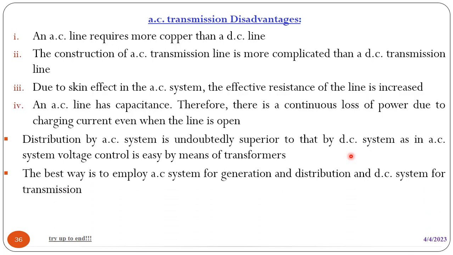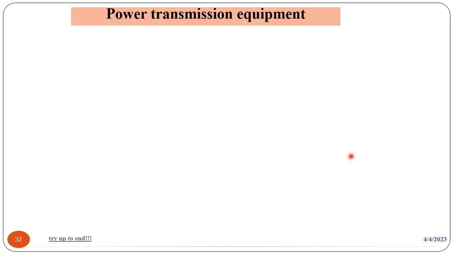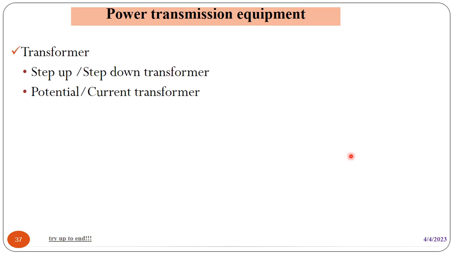The best way is to employ AC system for generation and distribution and DC system for transmission system. So power transmission means power transmission equipment. Imagine transformer.